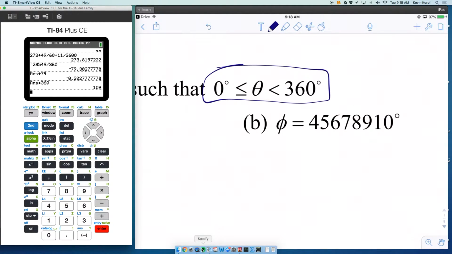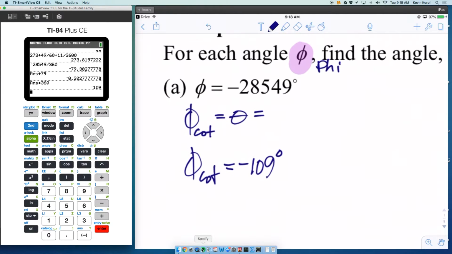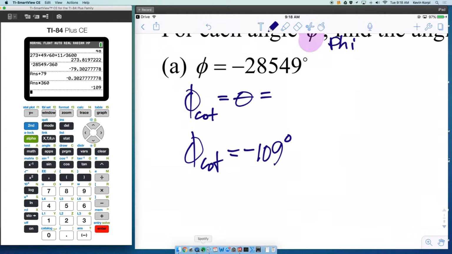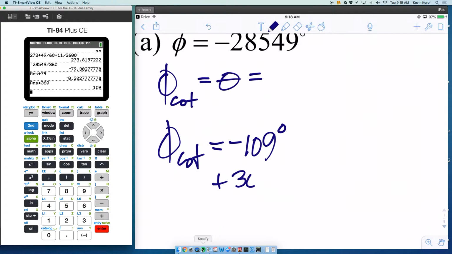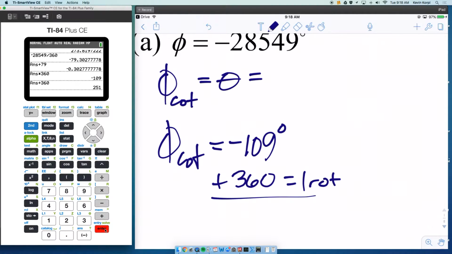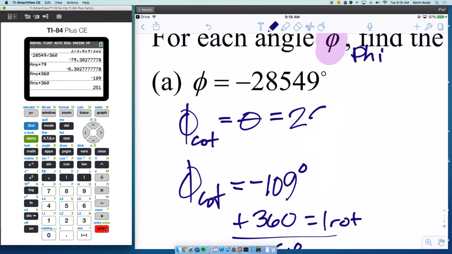It asks us for the positive angle that's within one positive rotation. Very good. If you have a negative angle, there's always one additional step to do. You just simply add 360, add one more rotation, okay, and you'll have it. So then plus 360, you get 251. And that's the answer we're looking for. So 251. Am I done? 251?